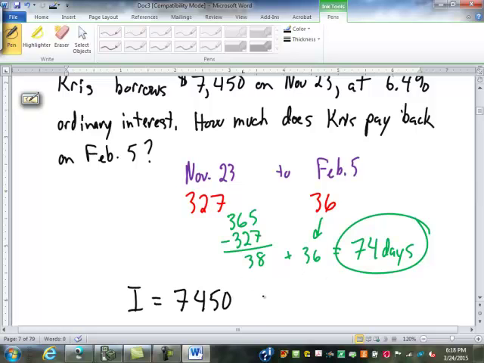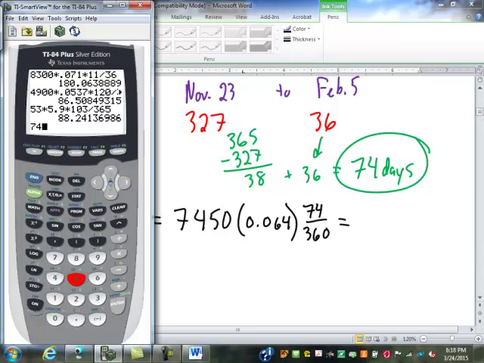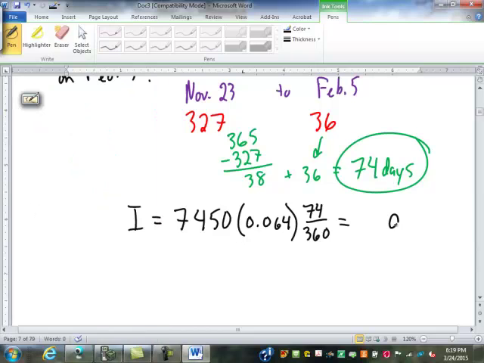Perfect. So our amount of interest will be $7,450 principal times our rate, 6.4%, becomes 0.064 times 74 days. And this says ordinary, so it's out of 360. So 745 times. Now I know the numbers I'm punching in may not necessarily match up, but I'm leaving out zeros to shorten up what I punch in the calculator is all I'm doing. So $98.01 sound right?